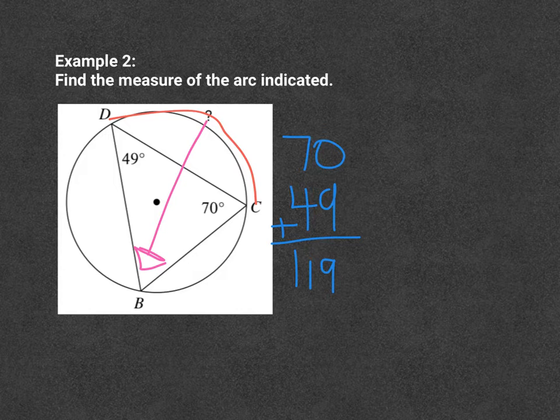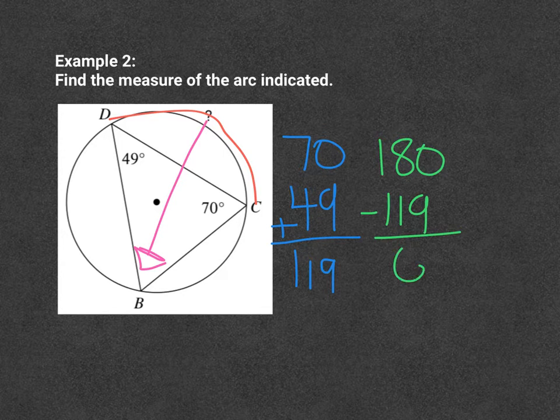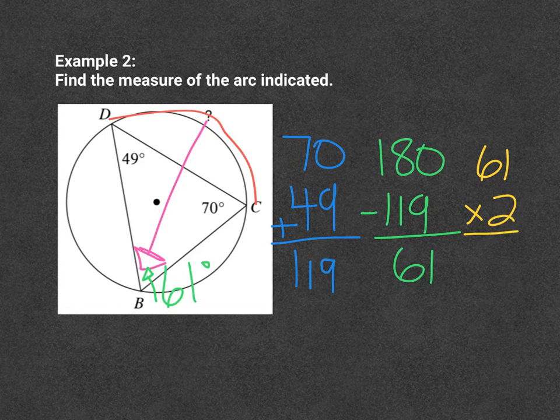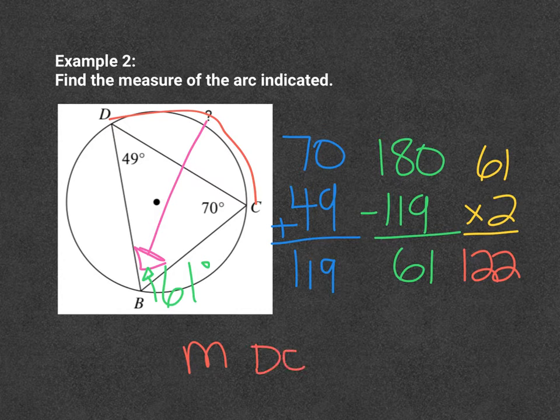Now I'm going to subtract from 180, and that will give me the missing angle. When I subtract, I end up with 61 degrees. That means that the inscribed angle is 61 degrees. So now I know that my inscribed angle is always half of the intercepted arc. So I'm going to take 61 and multiply it by 2. That's going to give me 122 degrees. That means that the measure of arc DC equals 122 degrees.